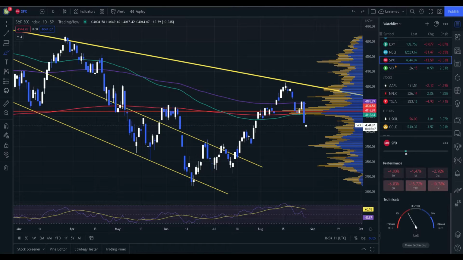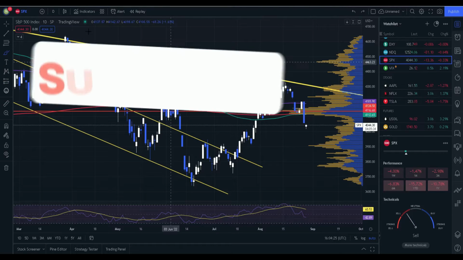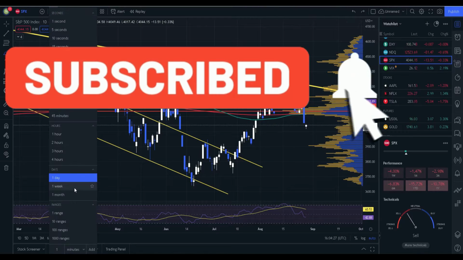If I scroll down, the interesting thing to see over here is TradingView is telling us that S&P 500 is in a sell region right now. Very interesting. Let me know in the comments what you guys think about what TradingView is telling us. But let's go to the weekly chart and let me show you something.